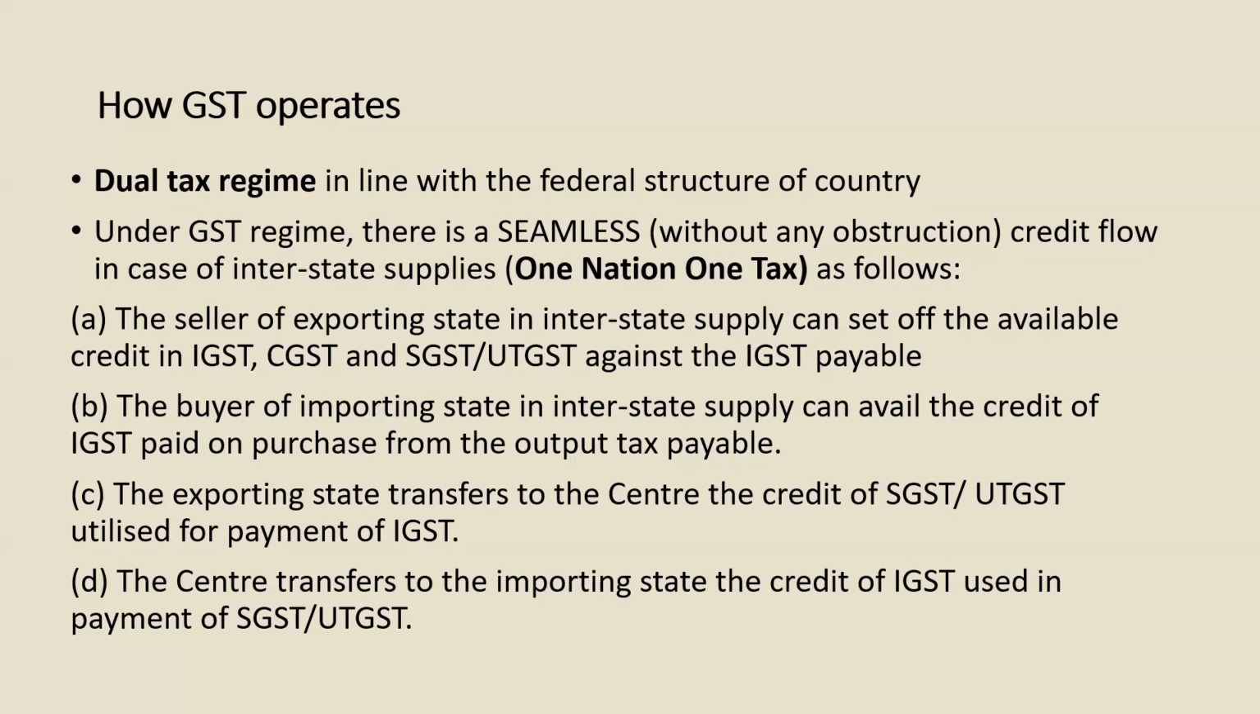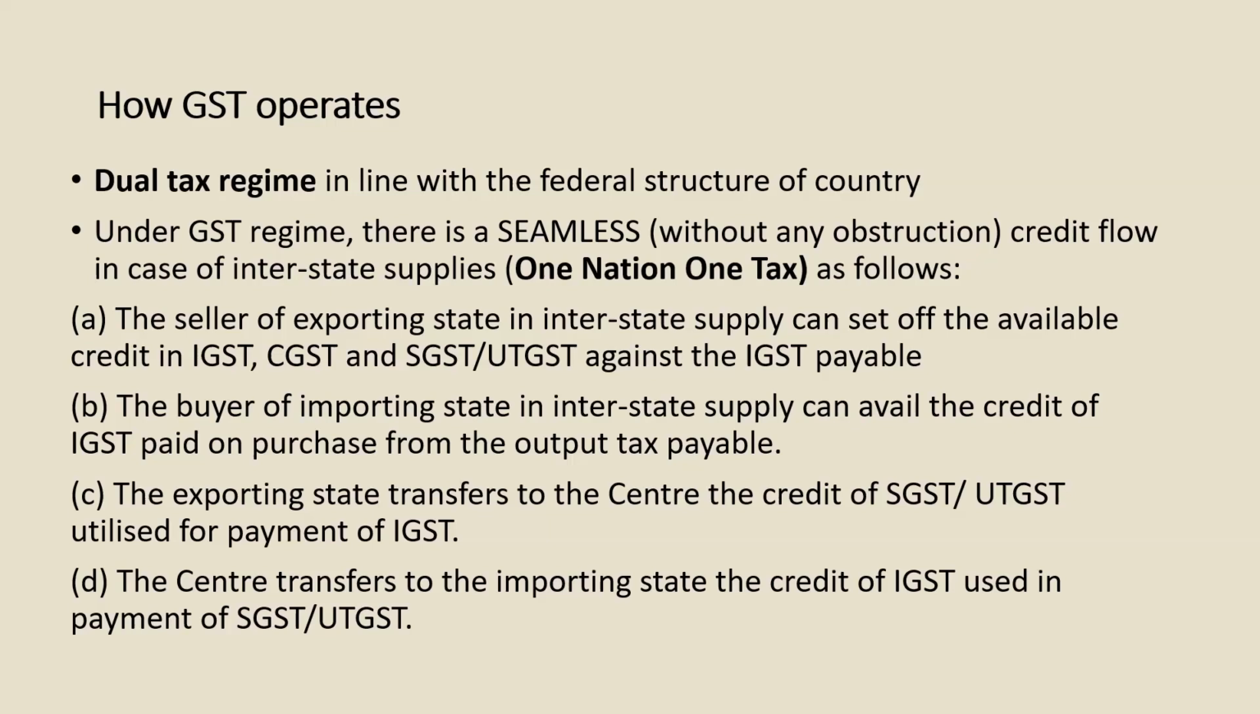The arrangement is also between the buyer and seller, based on at what rate they purchased and what rate they sold. Both of them have to have the liberty to take credit of whatever tax they paid, and only pay the tax on the value addition. Now this is the critical part to GST, both from the point of view of the buyer seller, and also from the tax collector point of view. So the dual tax regime and the one nation, one tax seamless credit flow is what I'm referring to in this slide.